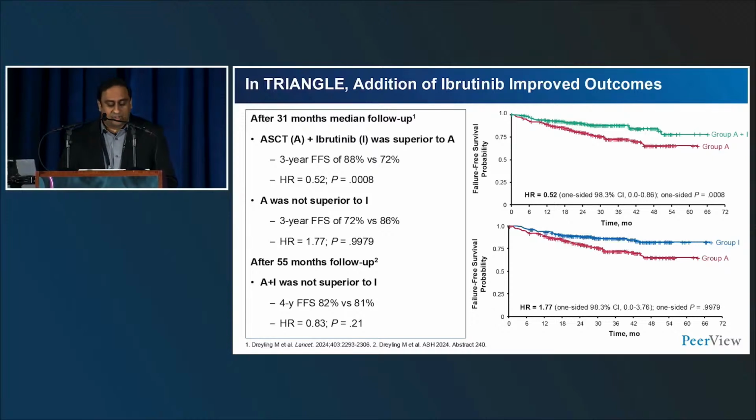Finally, comparing those 2 arms where both got ibrutinib, longer follow-up is clearly needed. The 4-year failure-free survival is very similar at 82% versus 81%. But the takeaway here is that by adding a BTK inhibitor as part of induction and maintenance, we are overcoming some group of patients with mantle cell that clearly were not doing as well without getting that agent as part of the frontline and maintenance strategy.